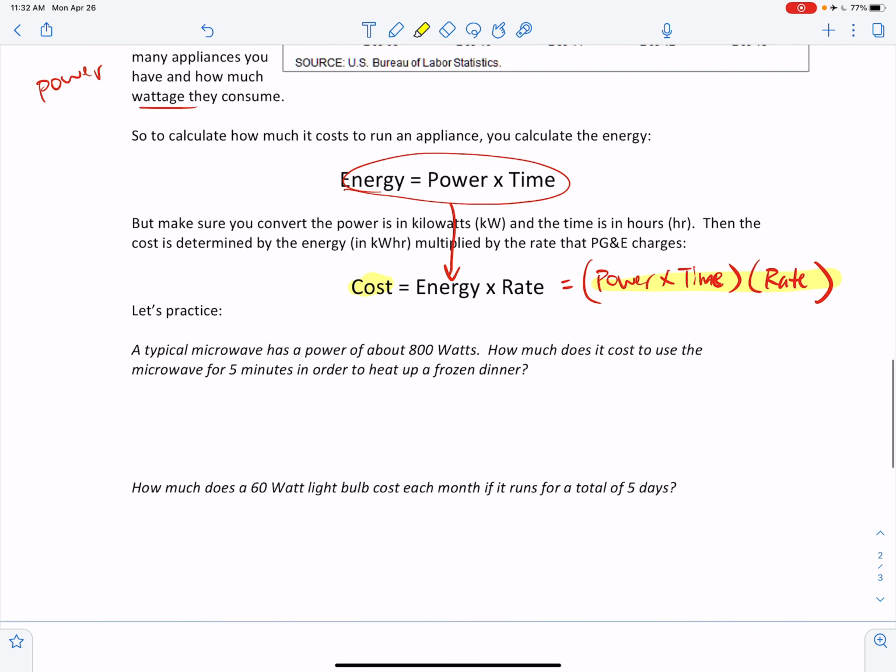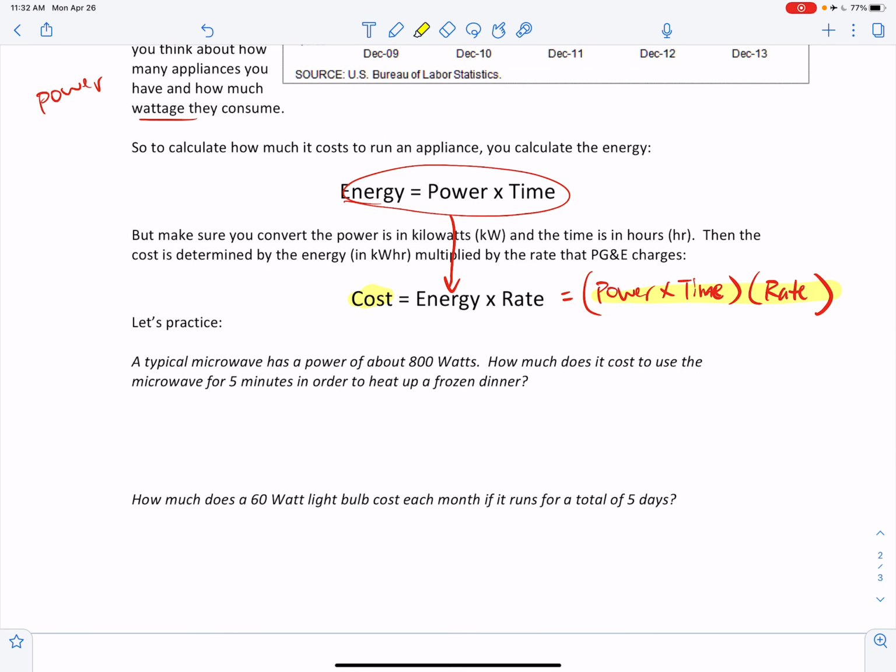So we're going to do two of these, starting here with a typical microwave. A typical microwave has a power of about 800 watts. How much does it cost to use the microwave for 5 minutes in order to heat up a frozen dinner?